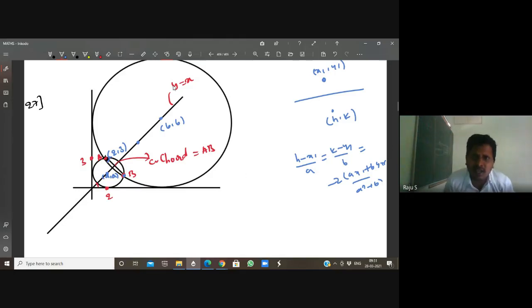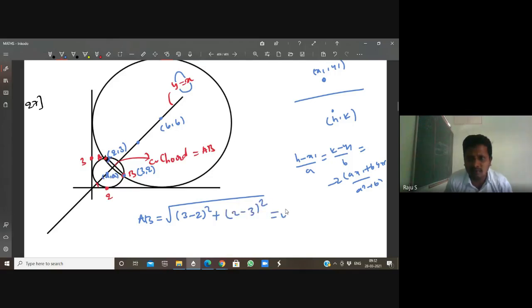Simple. See here, the line is y is equal to x. So for the point B, the x coordinate becomes the y coordinate and the y coordinate becomes the x coordinate. With respect to the line y is equal to x, the image just changes. So this is the point (3, 2). Then the length AB: whenever we have two points, we use the distance formula, square root of (x2 minus x1) whole square plus (y2 minus y1) whole square. What is the answer? 1 plus 1, that is equal to root 2. Am I right?